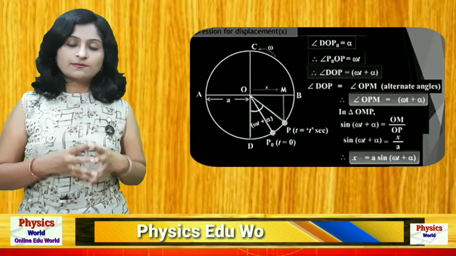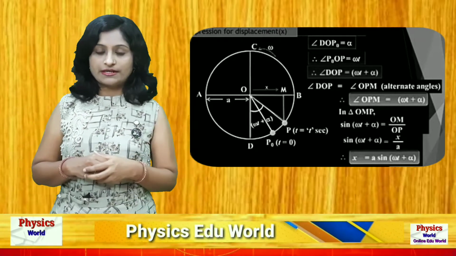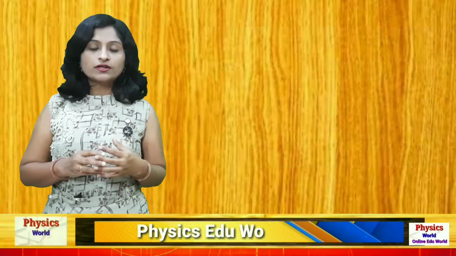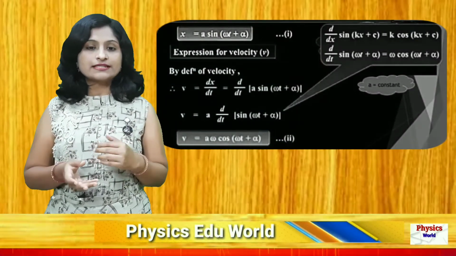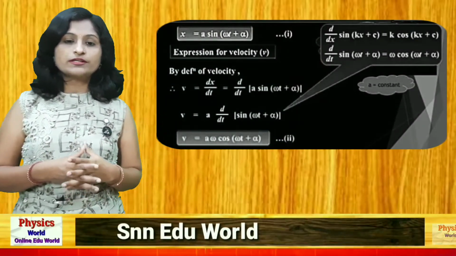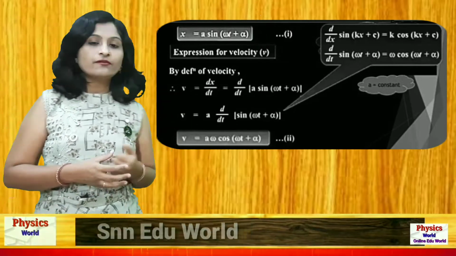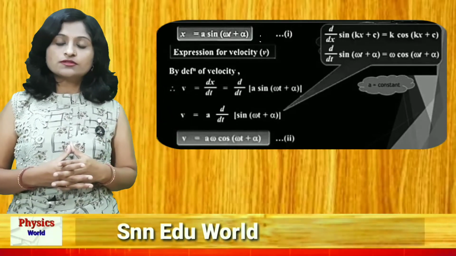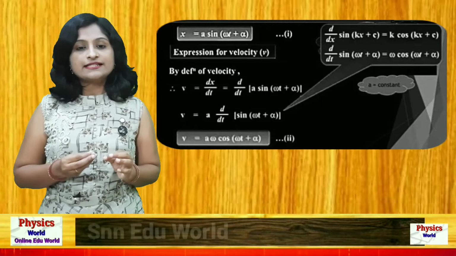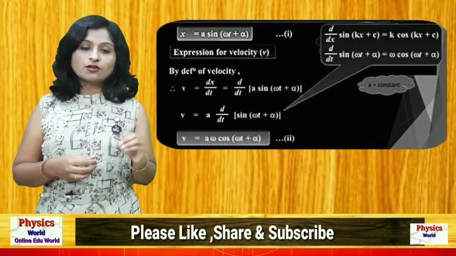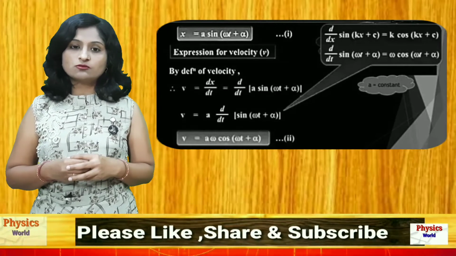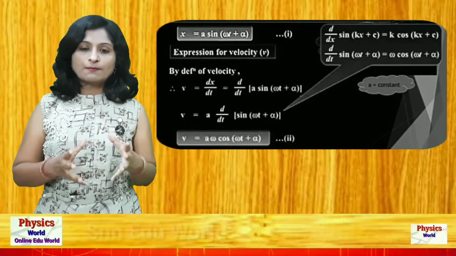This is the displacement equation of that particle. Now move further and let's find the velocity. For the velocity, we know how to find it. Velocity is d by dt of x, that means the rate of change of displacement with respect to time. So apply this concept here.